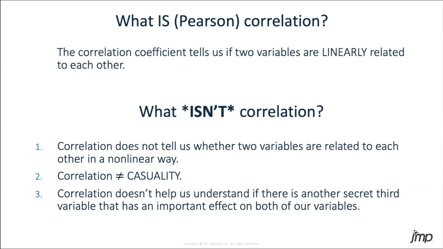What it isn't is it doesn't just talk about how related two things are in general. So other shapes are not explained by that Pearson product moment correlation. Also, it doesn't tell us anything about causality, and we don't know what other variables might be at play that might help explain some of that relationship as well.